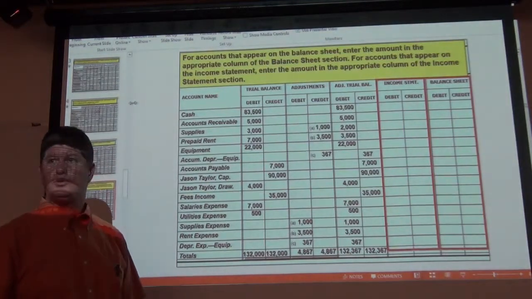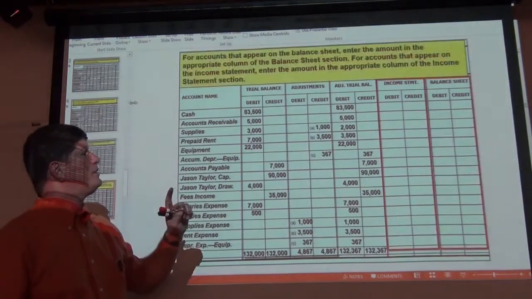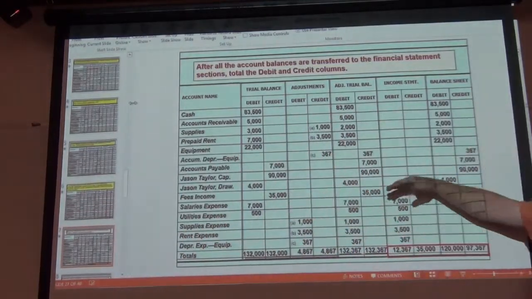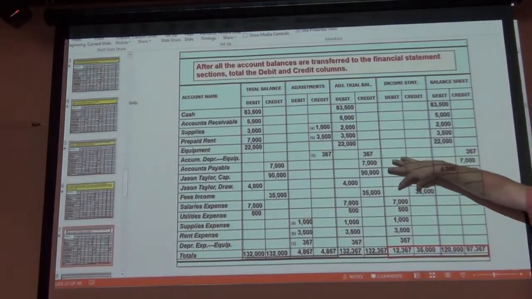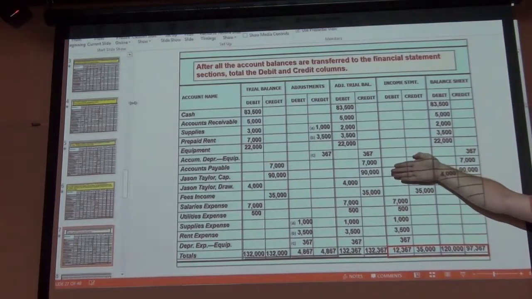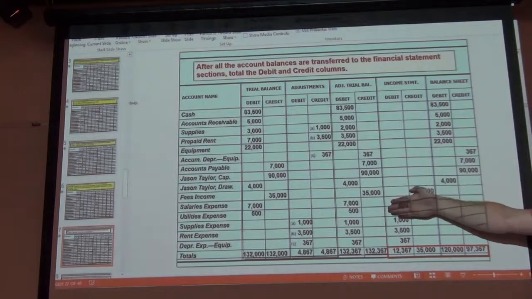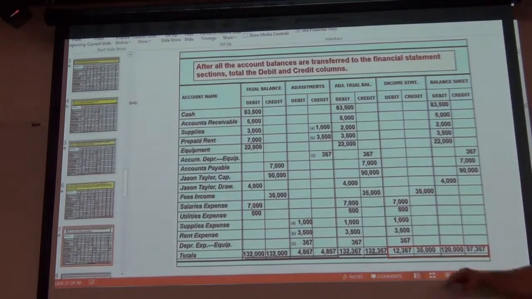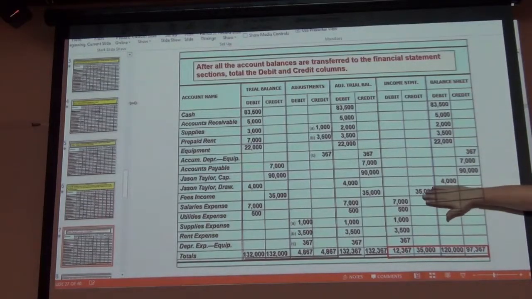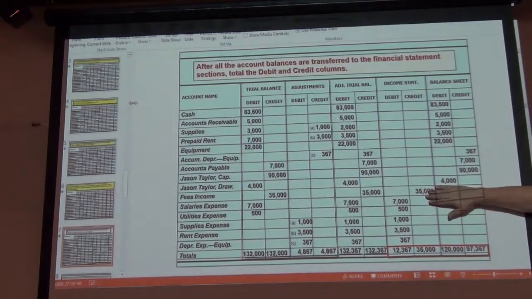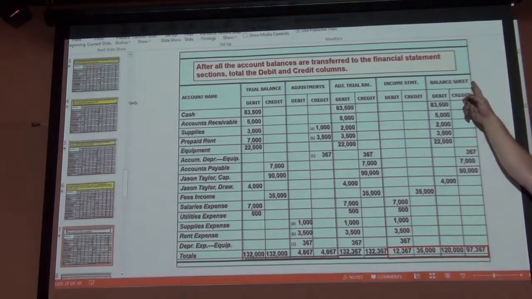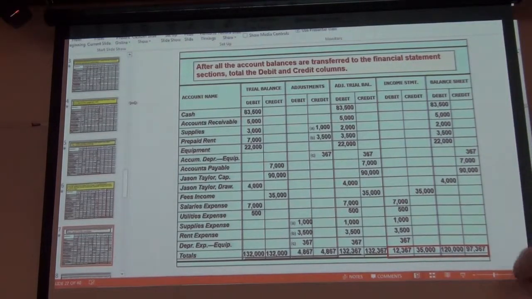Here's the other little cool trick, is we take all of the income statement items and we drop them into the income statement debit and credit columns. So everything from here down, notice fees, income, and all of your expenses. Good? All of your balance sheet, your permanent accounts, all the way down to the drawing account, get put in this far right column marked balance sheet. Good? Okay.